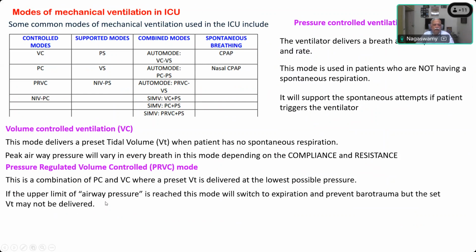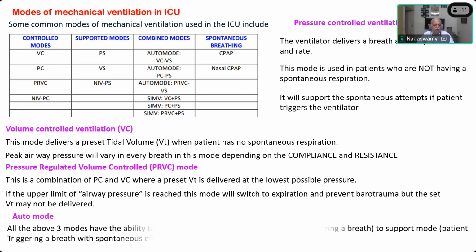Now, if the upper limit of airway pressure is reached, this mode will switch over to expiration and prevent barotrauma, but the set volume will not be delivered completely to some extent; most of the time it will be delivered if the patient's airways are quite clear. What is this auto mode? All the above three modes have the ability to switch from control mode, that is ventilator-triggered breath, to support mode, that is patient-triggered breath with spontaneous effort. So when you set it in auto mode, it will automatically switch over.